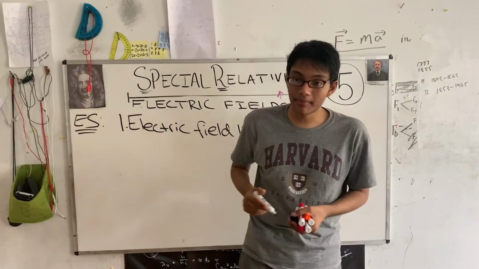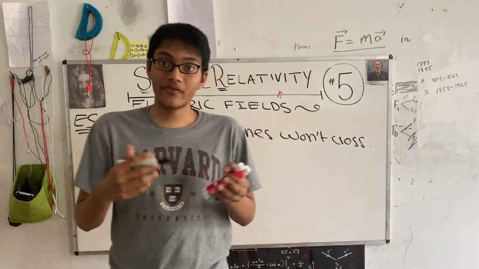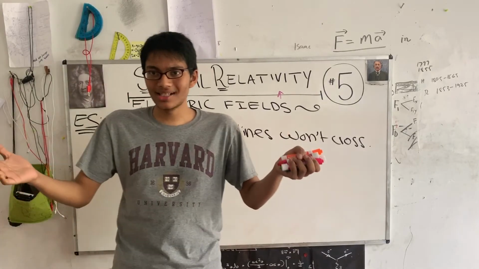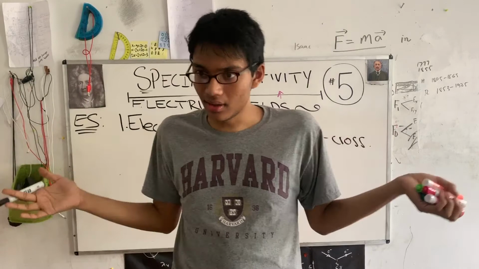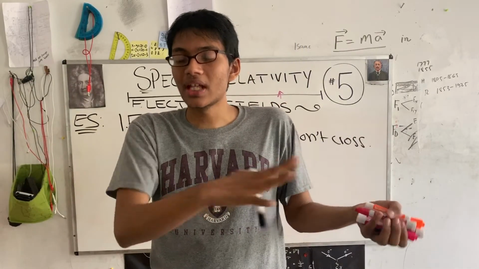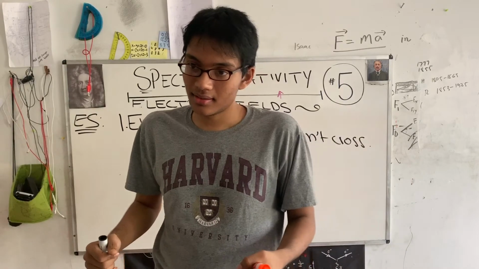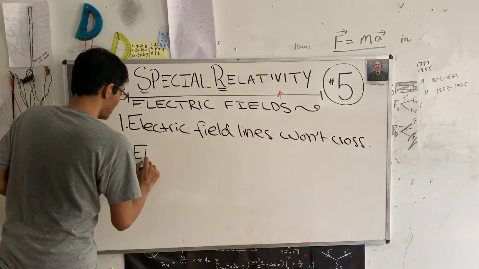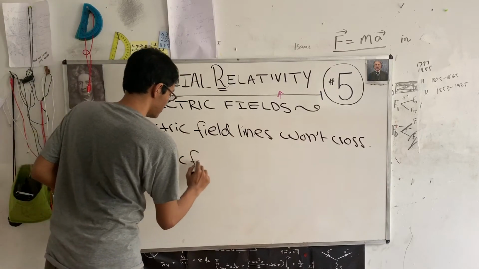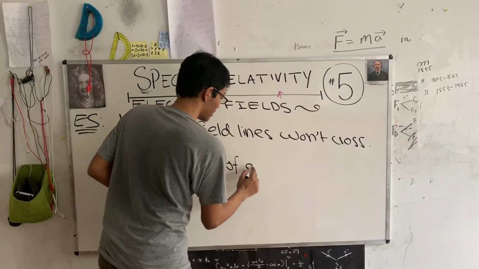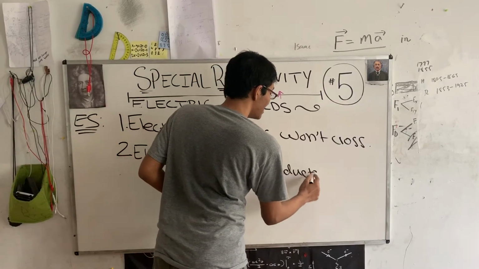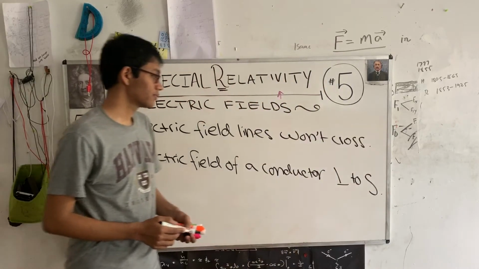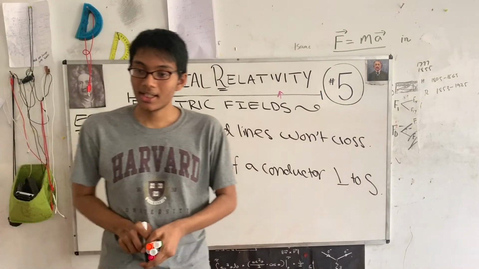Second property you should keep in mind is that the electric field of a conductor is going to be perpendicular to the surface of the conductor. What do I mean by a conductor? A conductor is any material in which electrons can flow easily. So let's go ahead and write that down. The electric field of a conductor will be perpendicular to the surface of the conductor. Hopefully all of that is fine and handy dandy.